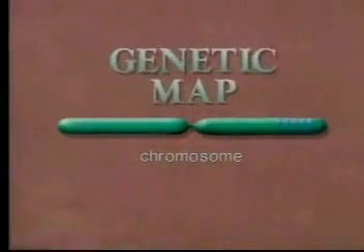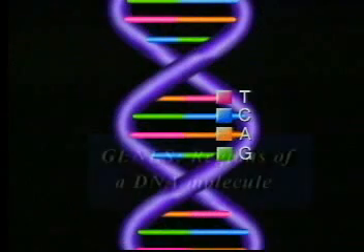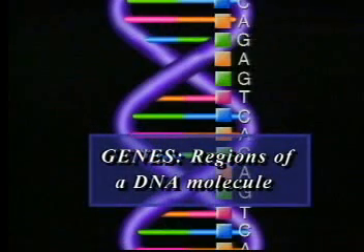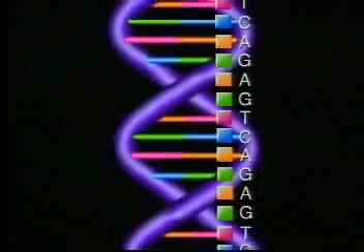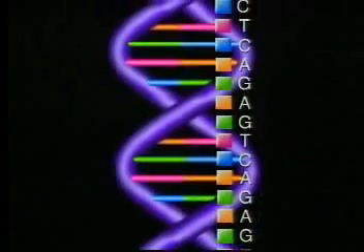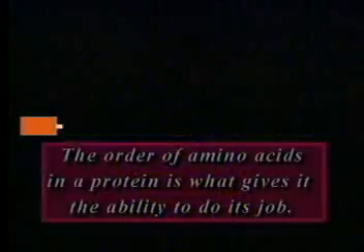Each chromosome in a cell has many different genes, and genes themselves are simply certain regions of a DNA molecule. Genes determine the order amino acids will appear in a particular protein chain, and it is this order which gives the protein the ability to do its job.